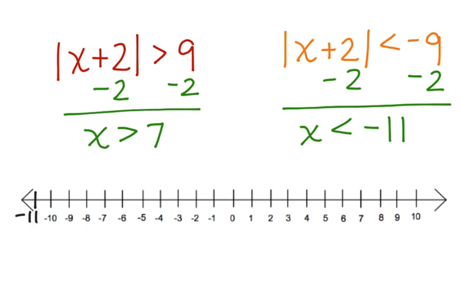First, x is greater than 7. Now notice it's greater than 7. It doesn't include 7. So we're going to put an open circle at 7. And our line goes this way. X is less than negative 11. Put an open circle there. And our line goes this way. Here's the inequality solved and graphed.